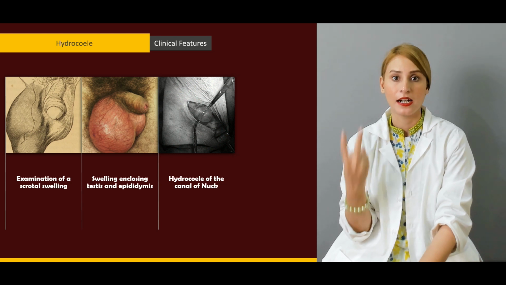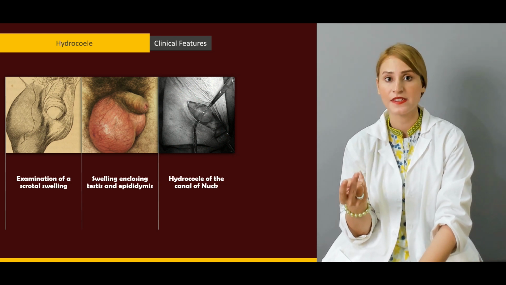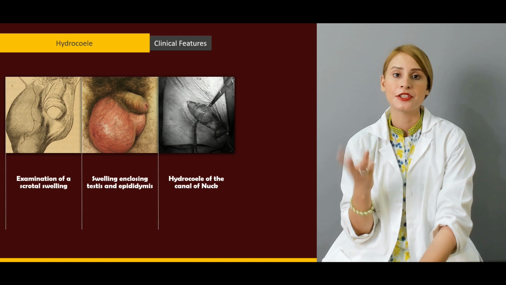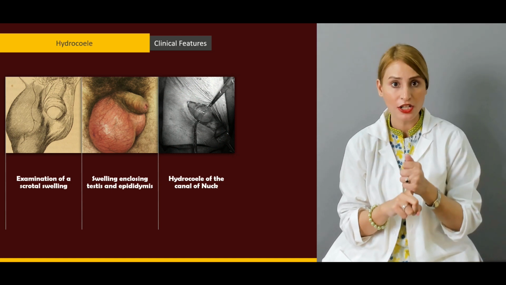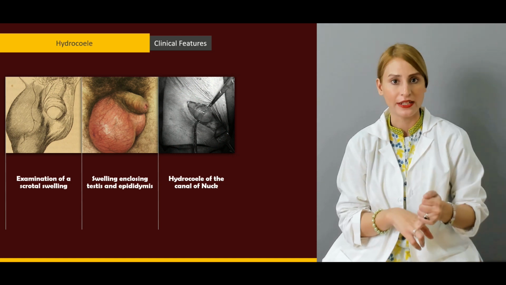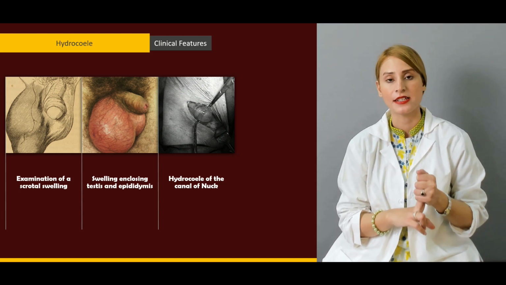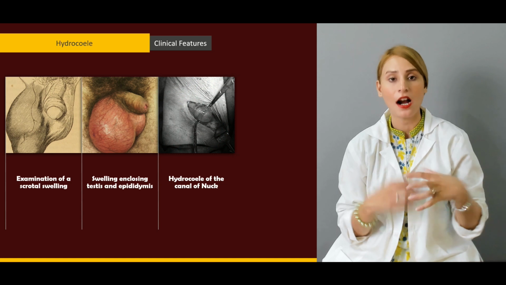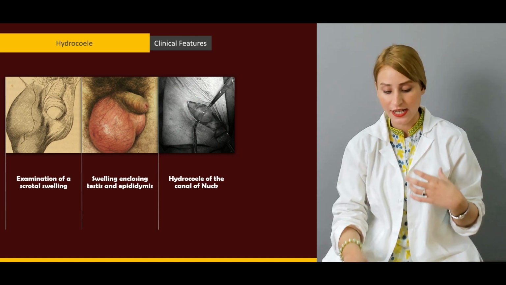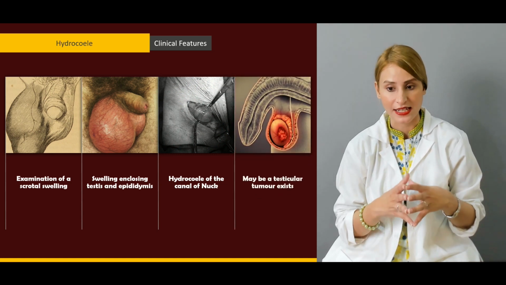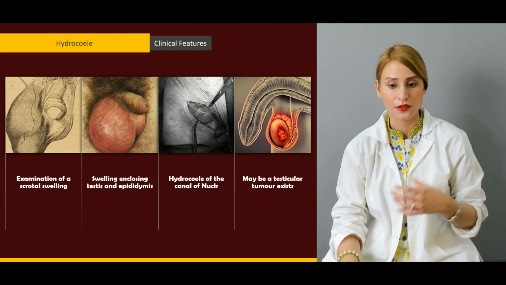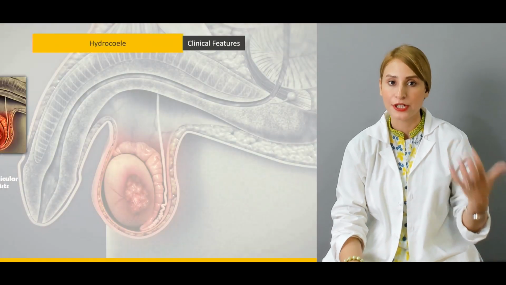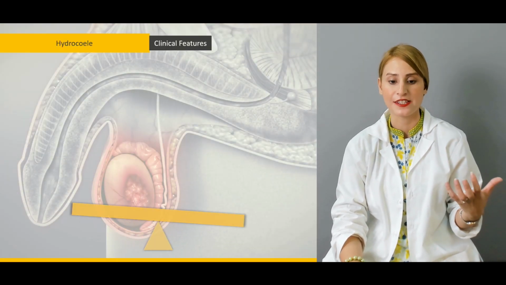Examine the swelling. Number 2, check whether you can get above the swelling or not, or perform the cough impulse, which is positive in case of the varicocele and in case of the inguinal hernia, right? The cough impulse is positive. And in case of the hydrocele, the transillumination test is positive, and there can be an associated testicular tumor. Then you have to look for the signs of testicular tumors as well.